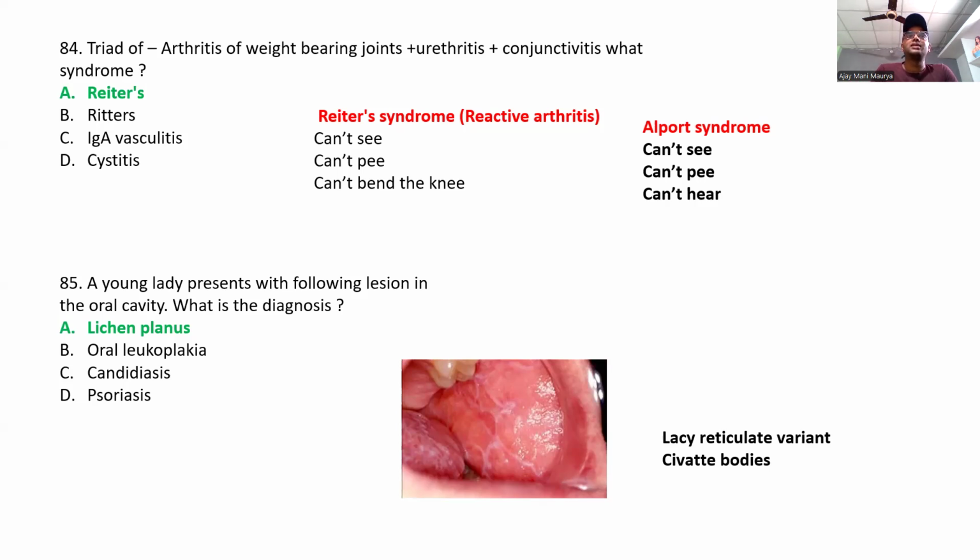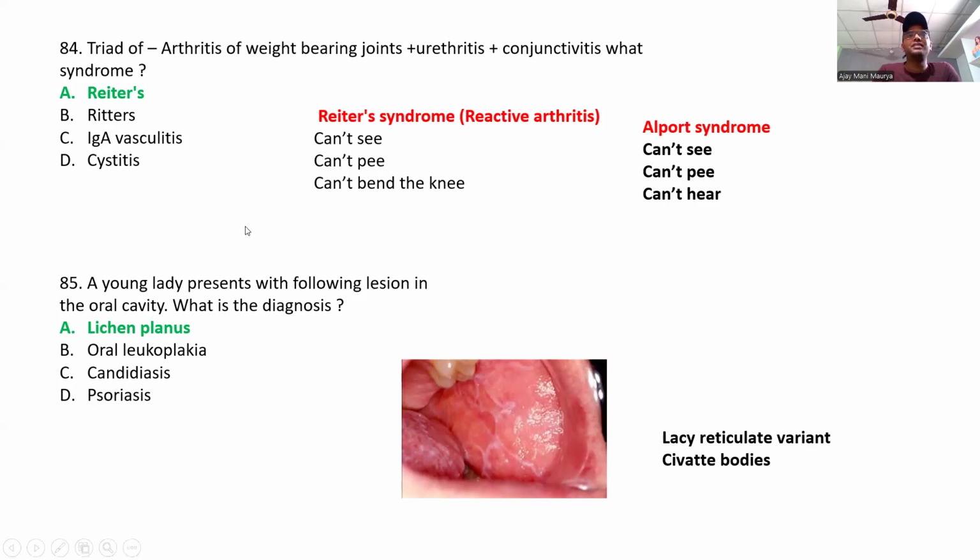Okay, now see here, guys. Sensorineural hearing loss is seen in the case of Alport syndrome.